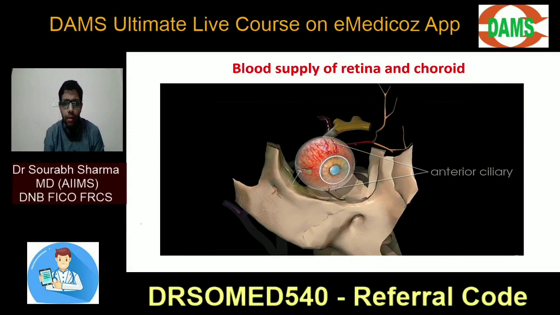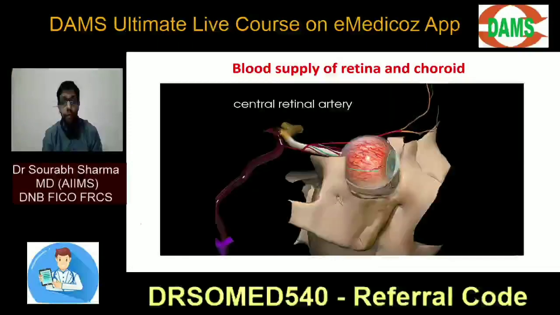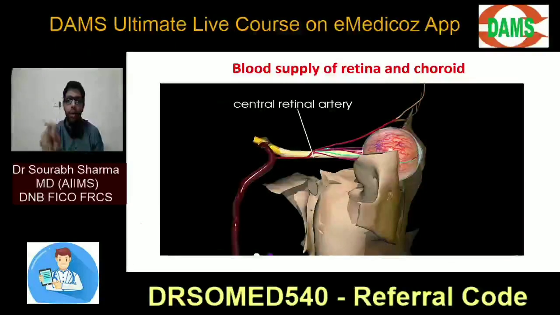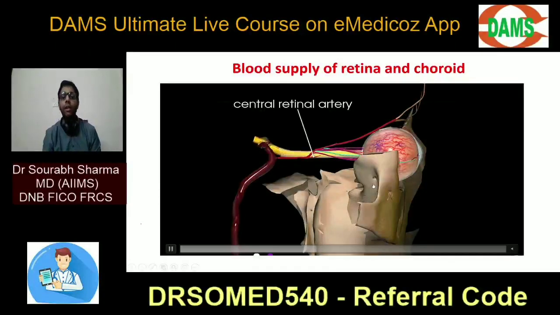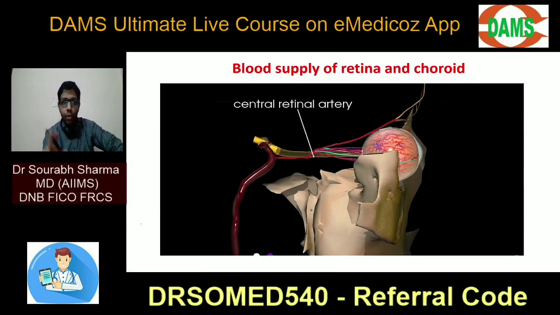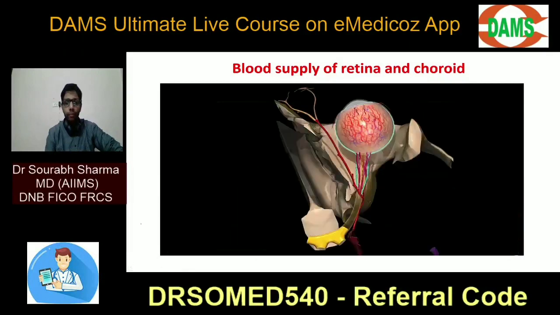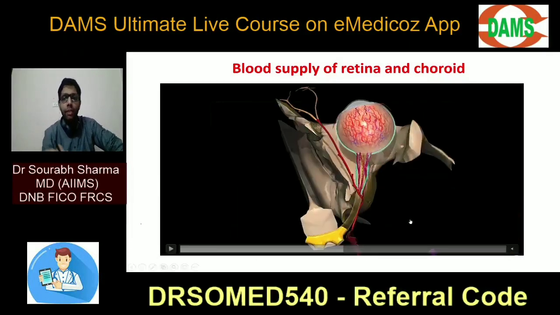Then, very important, central retinal artery. See, central retinal artery enters the optic nerve, and it enters the optic disc. All the vessels which you are seeing in the retina are branches of the central retinal artery and central retinal vein. I showed the first picture, 2:3, that was all the branches of the central retinal artery and central retinal vein. It enters from the optic disc. This is your blood supply of the retina.